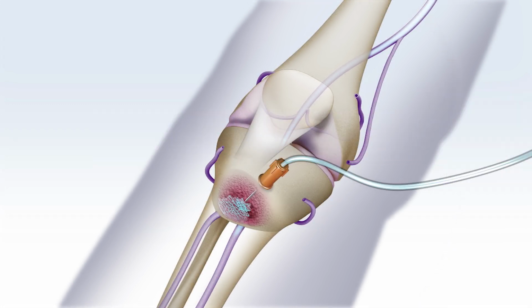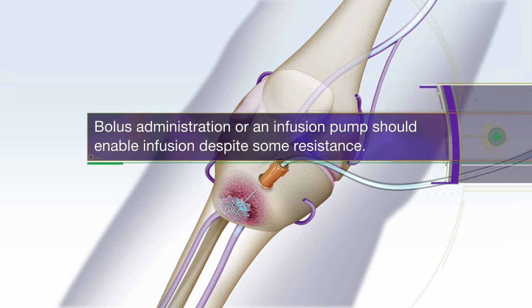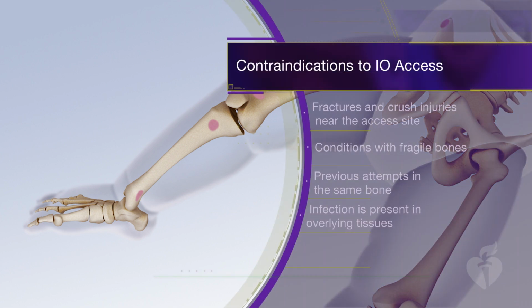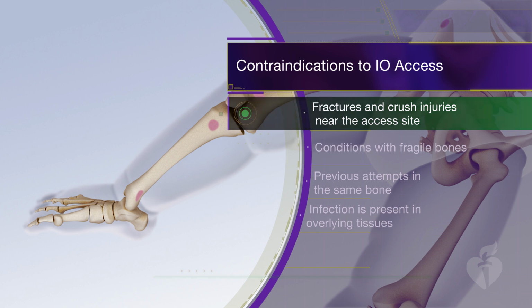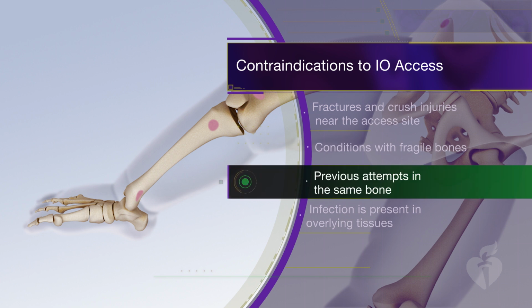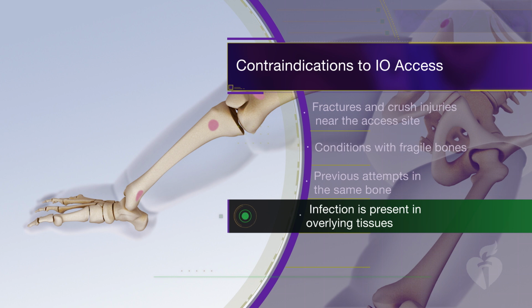Keep in mind that even after successful insertion of the catheter into the bone marrow, there is often resistance to infusion, which a provider may mistakenly interpret as incorrect placement. Bolus administration or the use of an infusion pump may be useful in overcoming the resistance. Healthcare providers should keep in mind that certain contraindications exist. Contraindications to IO access include fractures and crush injuries near the access site, conditions with fragile bones, such as osteogenesis imperfecta, and previous attempts to establish access in the same bone. If infection is present in the overlying tissues, IO cannulation should be avoided.